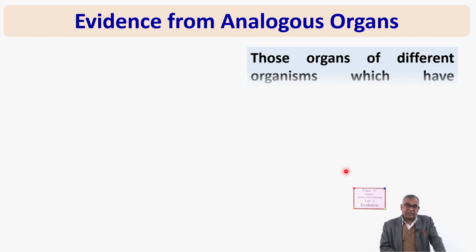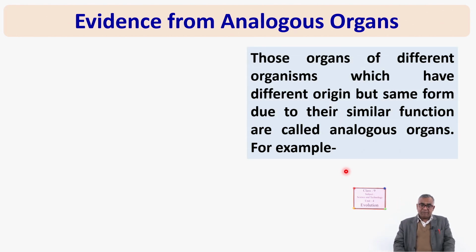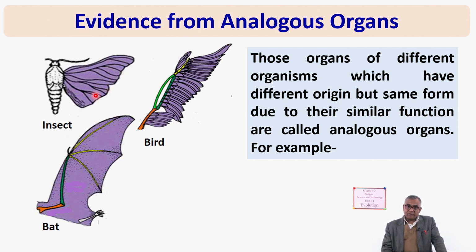So what examples are given here? Later we'll see. At first, see here, those organs of different organisms which have different origin but the same form due to their similar function are called analogous organs. And the diagrams you see are the wings of insects, wing of bird, wing of bat. All of them are used to fly, so all of them are fan-like. The external structure is similar. All of them are in different shapes, but they are fan-like.